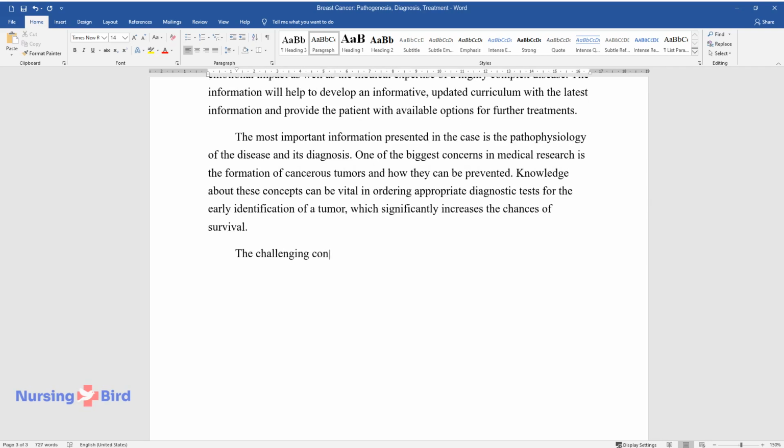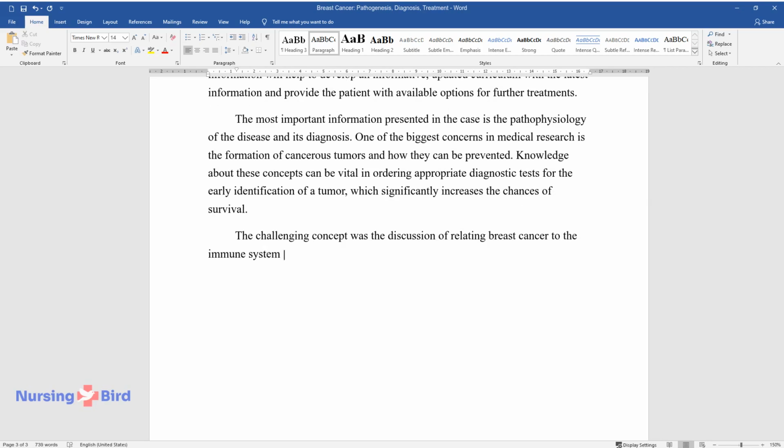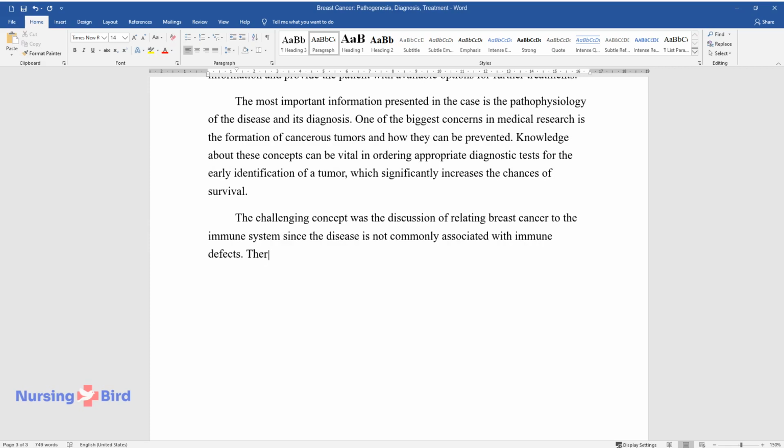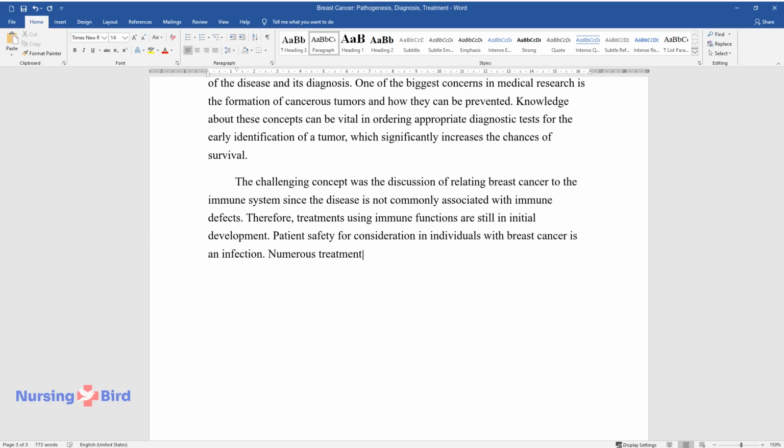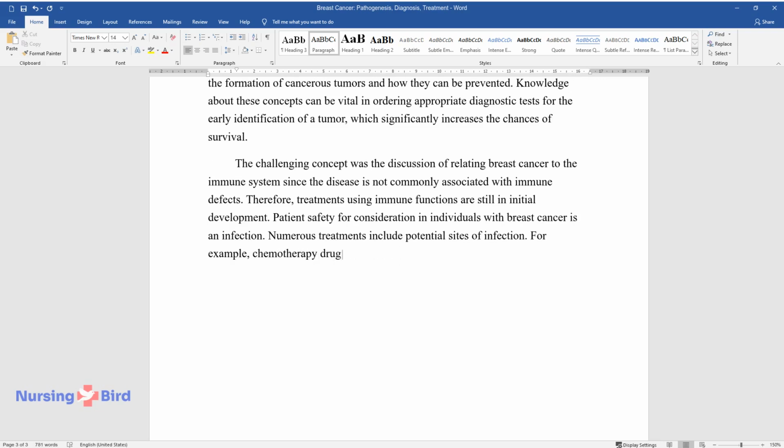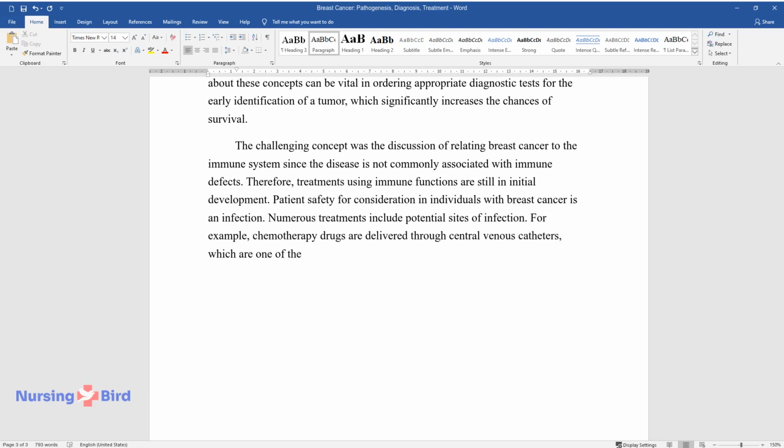The challenging concept was the discussion of relating breast cancer to the immune system, since the disease is not commonly associated with immune defects. Therefore, treatments using immune functions are still in initial development. Patient safety for consideration in individuals with breast cancer is an infection. Numerous treatments include potential sites of infection. For example, chemotherapy drugs are delivered through central venous catheters, which are one of the primary locations for hospital-acquired infections.